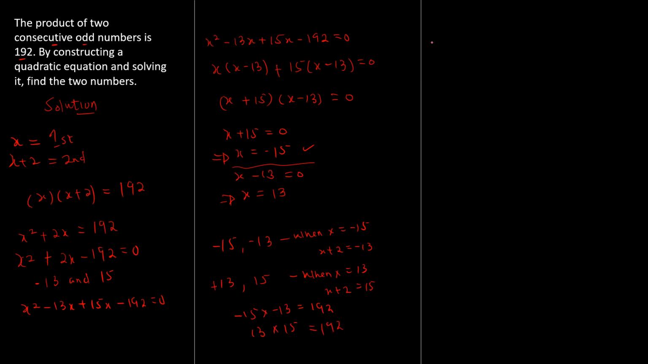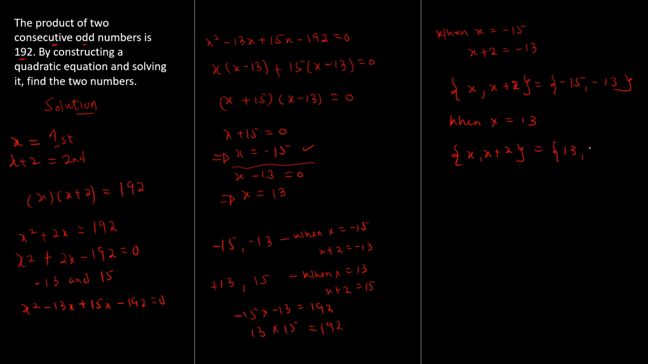So in this case, we can say when x is equal to negative 15, x plus 2 would be negative 13. So we have x, then x plus 2, which is negative 15, negative 13. And in this case, when x is equal to 13, x plus 2 will give us 13 and then 15. Sorry for my 5. Something like this. And so this is how the problem is solved.